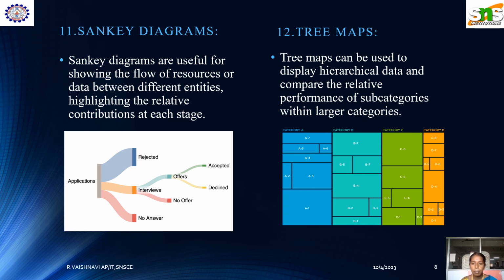Next one is the tree map. Tree maps can be used to display hierarchical data and compare the relative performances of the subcategories within the larger categories. Here we have the examples for the tree maps. First one, blue color indicates category A, next color category B, then C, and the last one is category D.